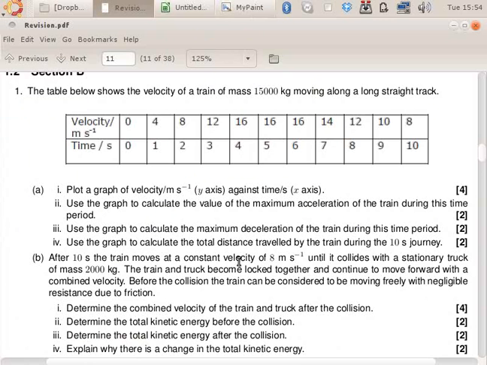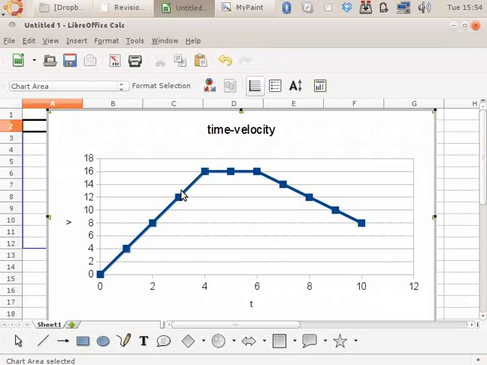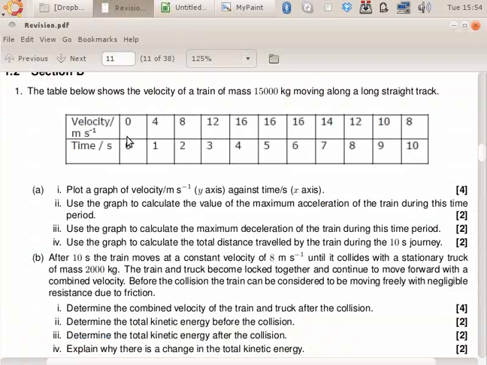Now, next one, calculate the total distance. Area. So firstly, let's do this big triangle at the start. What's the base? 4. We'll keep the total on our calculator. So it's half the base, and what's the height? 16. Good. So that piece at the start is 32.